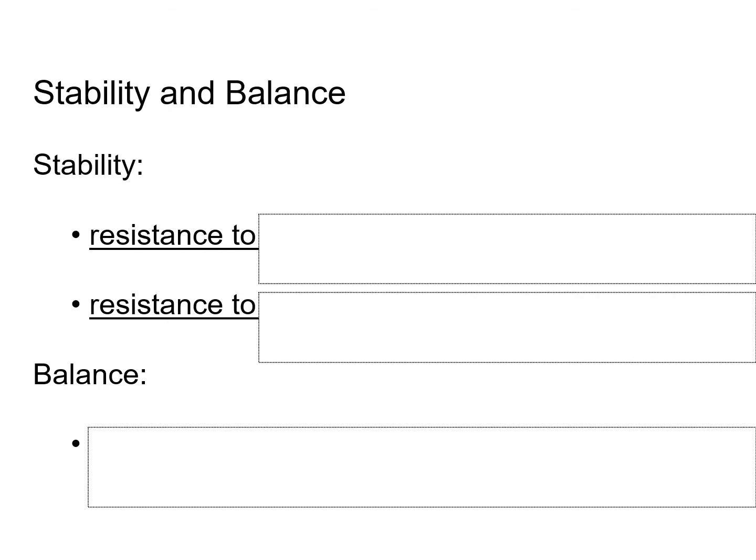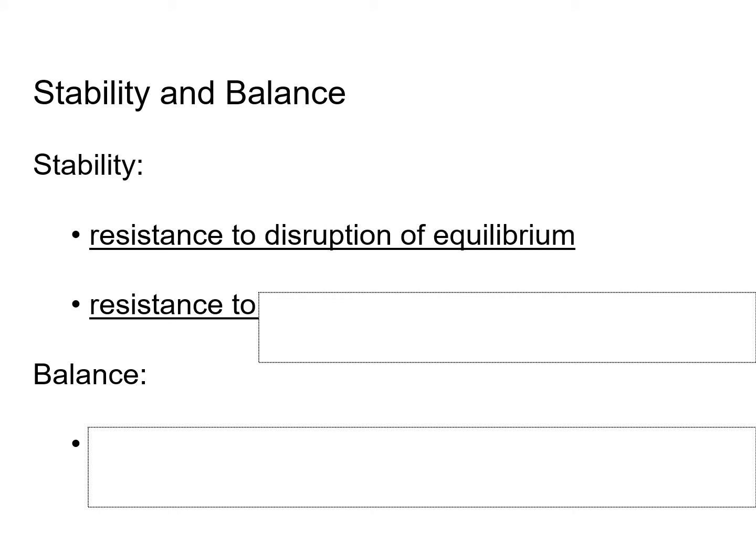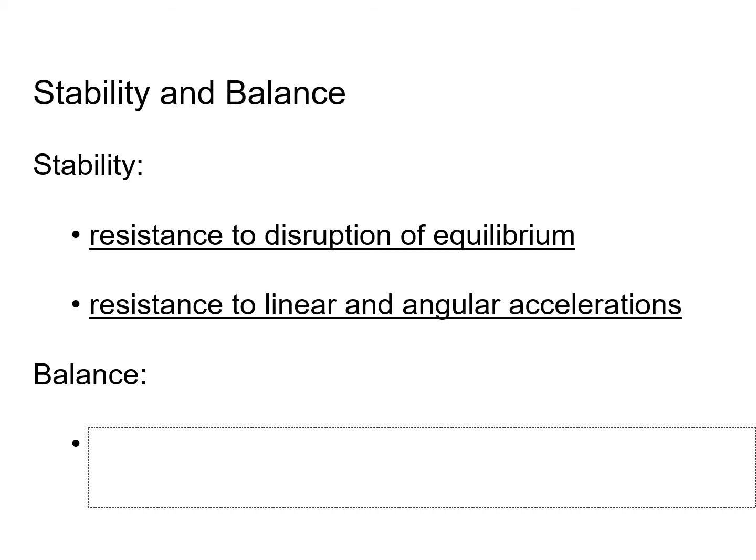So let's talk about stability and balance. Stability we're looking at as the resistance to the disruption of equilibrium. This is resistance to linear and angular accelerations. So once again, we're looking at our inertia and our moment of inertia, okay? With stability, we're looking at being able to increase that linear inertia or the angular moment of inertia.